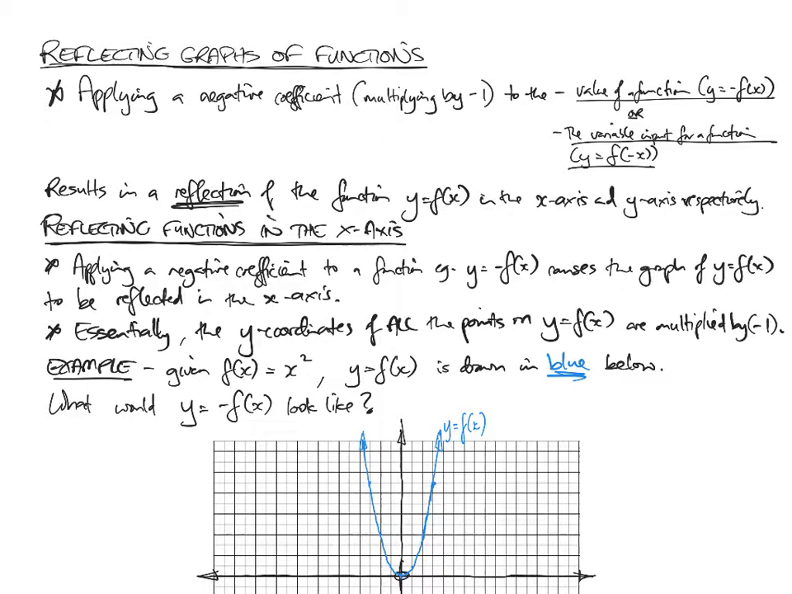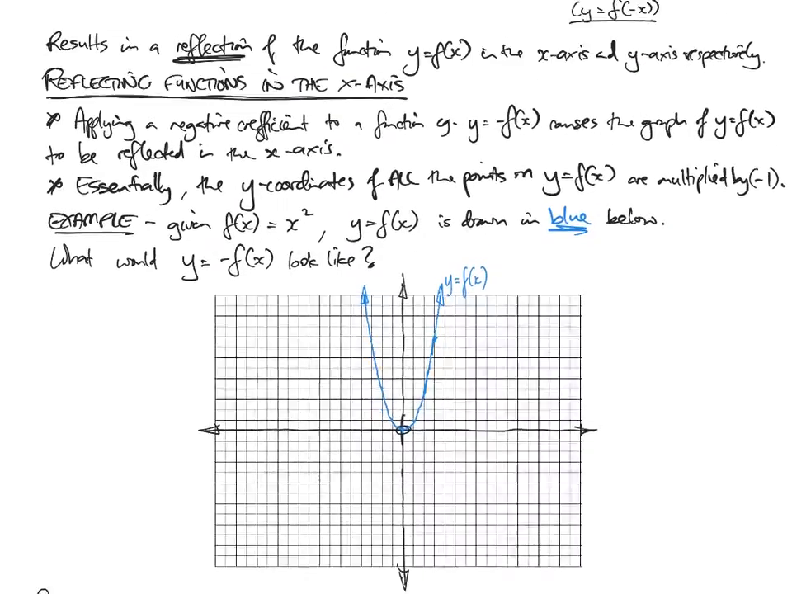Applying a negative coefficient means multiplying it by -1. If you do that to the value of a function, or if you apply the negative coefficient to the variable in a function, so if you do y is equal to negative the function of x, then it actually gets reflected in the x-axis. If you do the function of negative x, it gets reflected in the y-axis. So we're going to look at both these types of reflections.